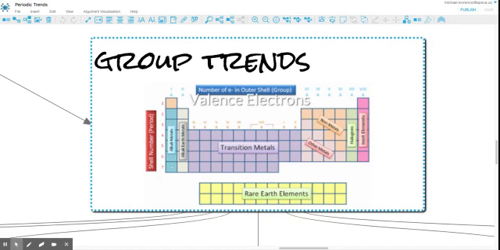But as we go down that group, even though the nucleus is getting larger, those electrons that we're adding are further and further away. And it's that increased distance from the nucleus that has a greater effect on things than the nucleus being larger. So the fact that those electrons are further away means that even though the nucleus is getting bigger, the distance that they are from the nucleus wins out.